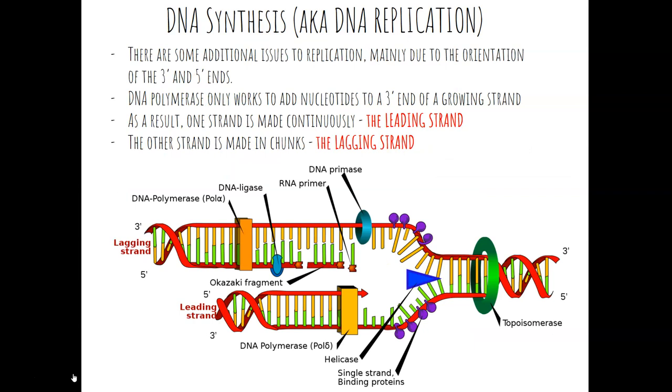That was the simple version. There are some additional issues to replication, and a lot of those have got to do with the orientation of the 3' and the 5' ends. DNA polymerase can only work to add nucleotides on a 3' end of a growing strand. So what that means is in real life, one of the strands is made continuously, and that's called the leading strand, and the other strand is made in little chunks. We call that the lagging strand. The little chunks then have to be glued together and they're glued together with yet another enzyme called DNA ligase.